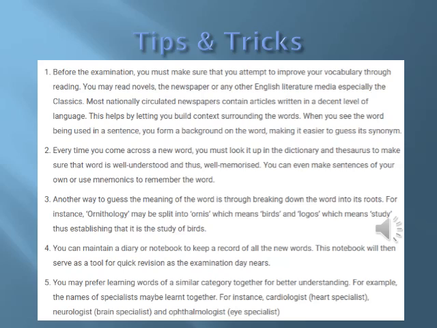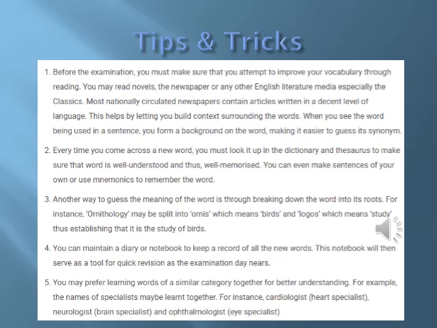Another way to guess the meaning of the word is through breaking down the word into its roots. For instance, ornithology may be split into ornis, which means birds, and logos, which means study, thus establishing that it is a study of birds. So if you know the meanings of the root words, then definitely it will be helpful for you to guess the meaning of that particular word. You can maintain a diary or notebook to keep a record of all the new words. This notebook will then serve as a tool for quick revision as the examination day nears.